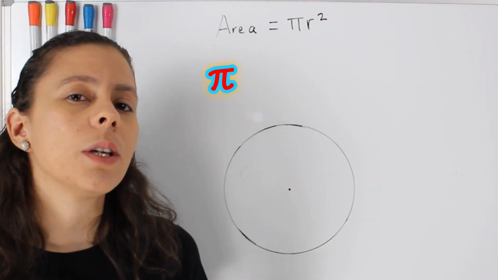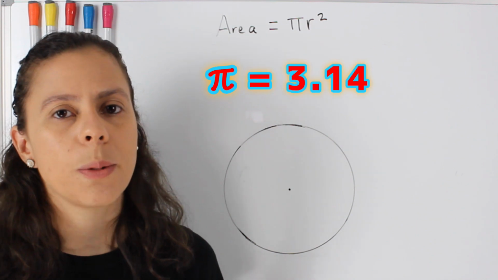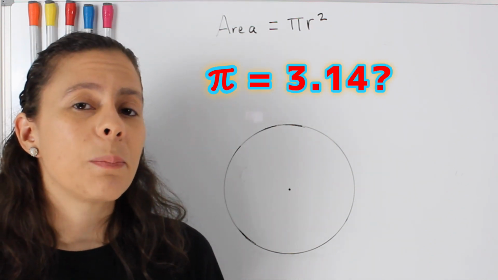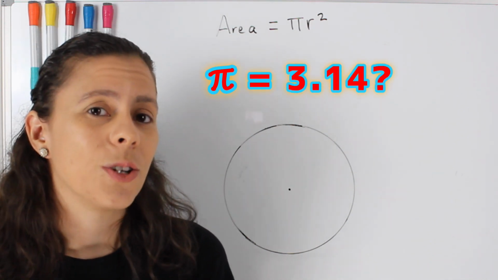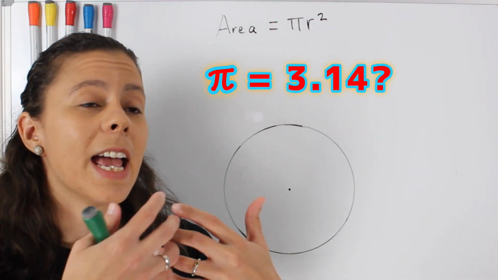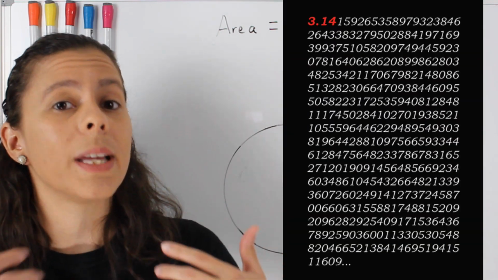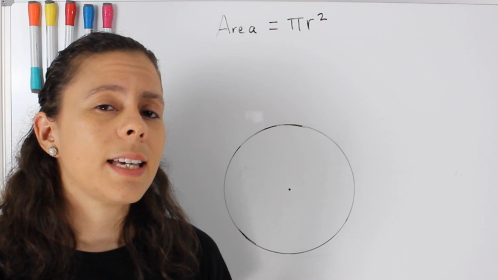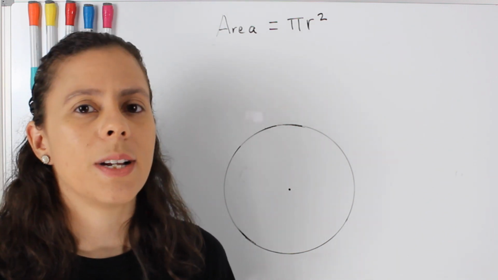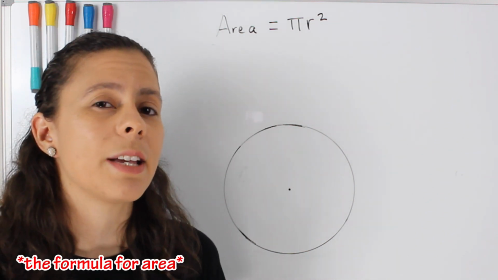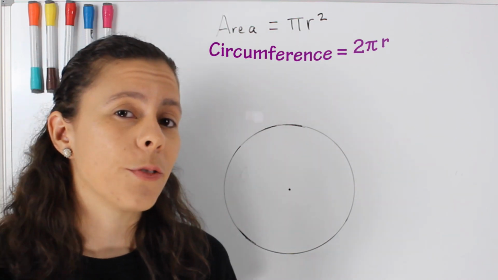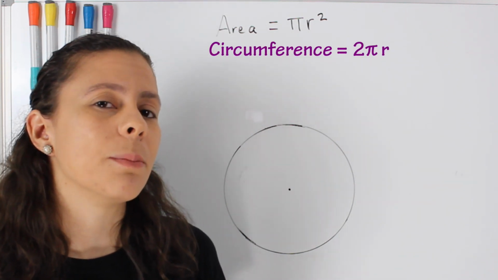Now, pi, normally you'll hear it being referred to as 3.14. But in reality, pi is actually an irrational number, which means that it's a number that has an infinite amount of non-repeating decimals. And the theme that I see very common with my students is that they usually get it mistaken for the formula of circumference, right? Because they're actually very similar.